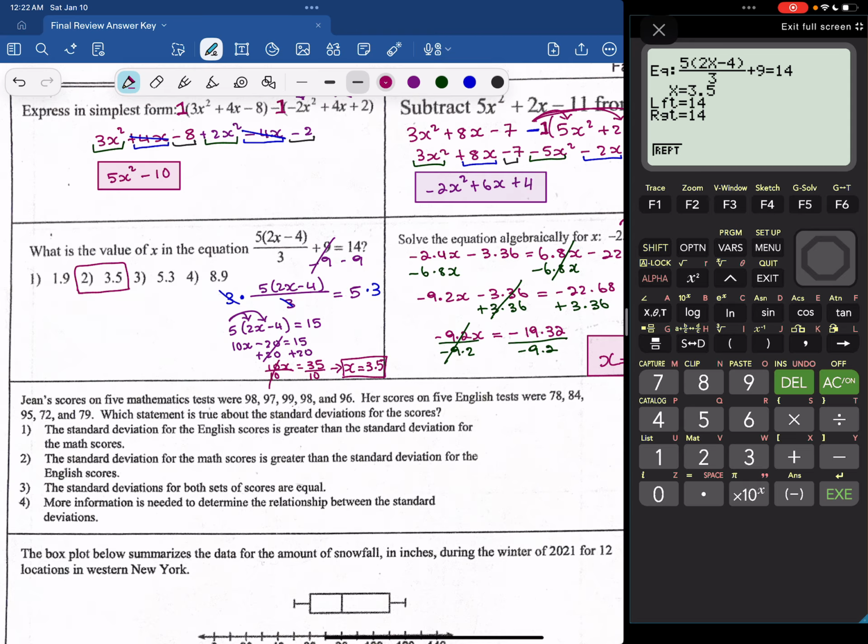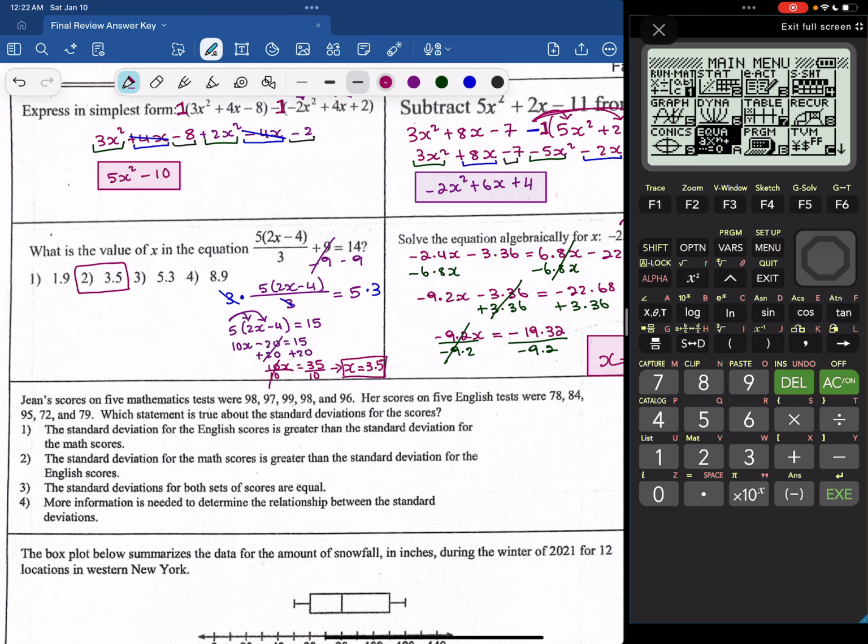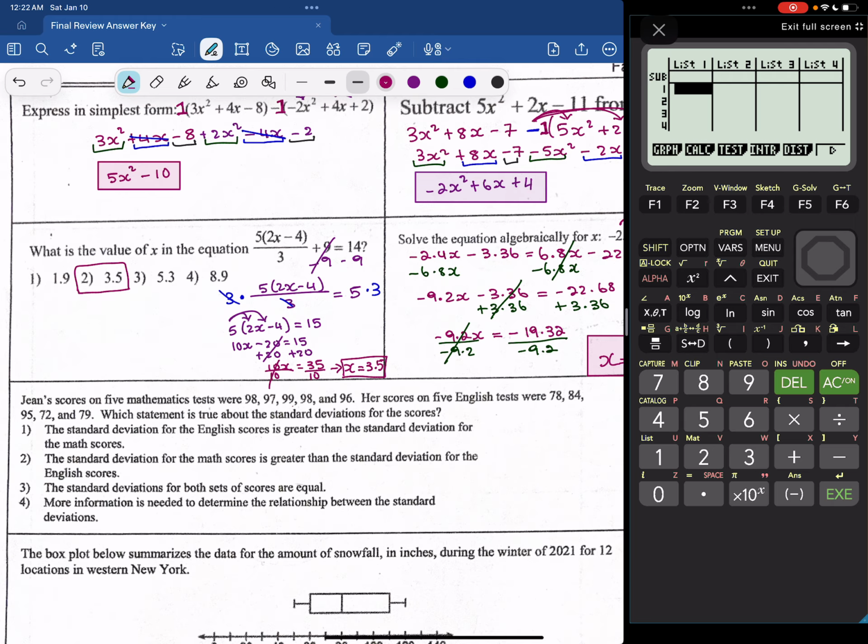So to find out the standard deviation, we can use our calculator. We're going to go to Menu, Stat, and in list one, we're going to enter the math test scores. So 98, 97, 99, 98, and 96.